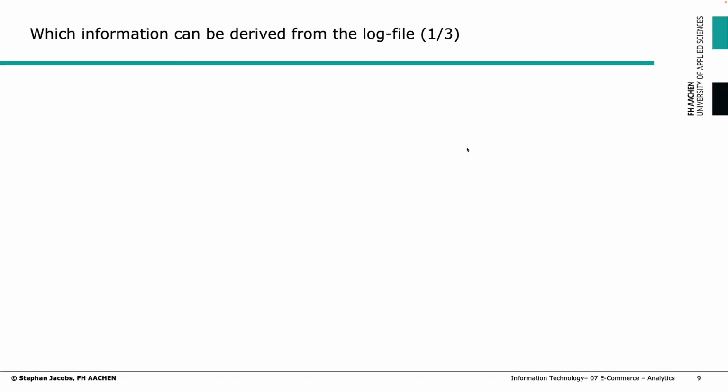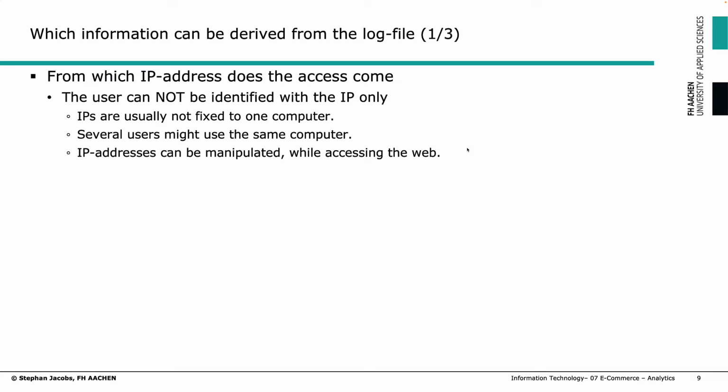Which information can now be derived from the log file if you have several entries with GET accesses? So first, the IP address. Actually, in this state, it's not that much of value because a user cannot be identified with the IP only. As you might remember, IPs are usually assigned to a computer once it goes into a new network, and of course it could be that several users might use the same computer with the same IP address. So you cannot really detect the person simply by IP.